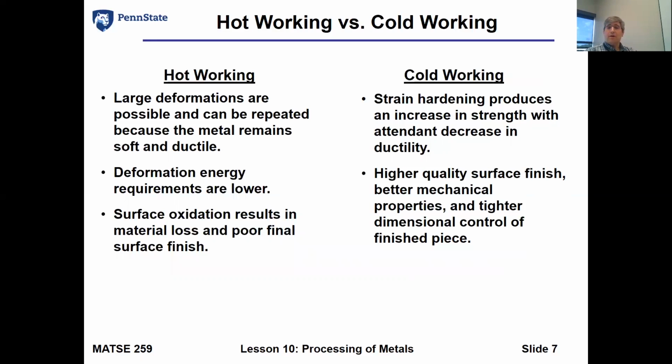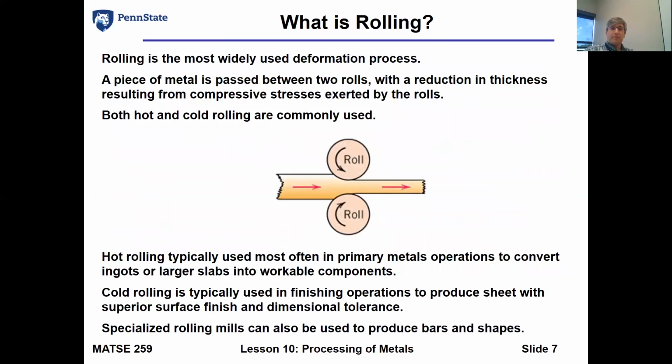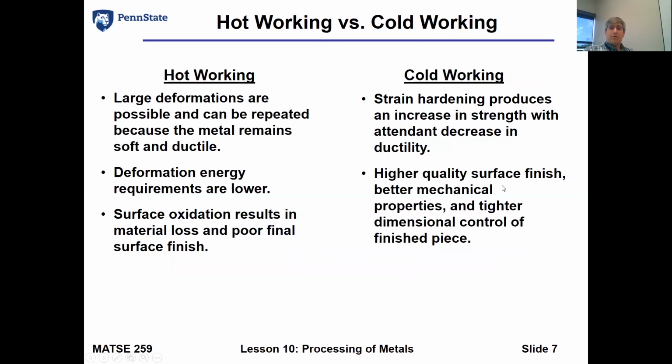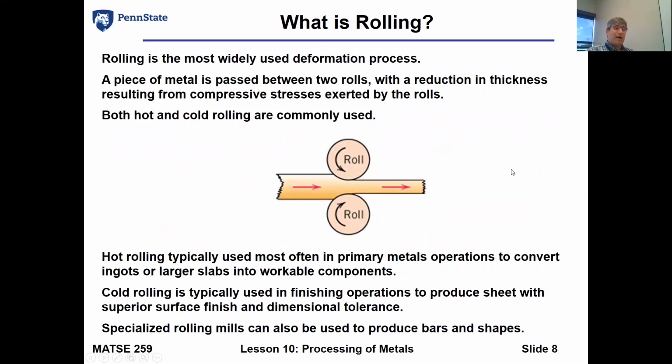Cold working, though, we're below that recrystallization temperature, so when we deform a material, we tend to increase its strength by adding all these dislocations. So we see a decrease in ductility. So there's strain hardening there. So the large deformations that were possible in hot working are not possible in cold working. But we do have better quality surface finish, we have better mechanical properties, and we can control that dimensional tolerance that much better.